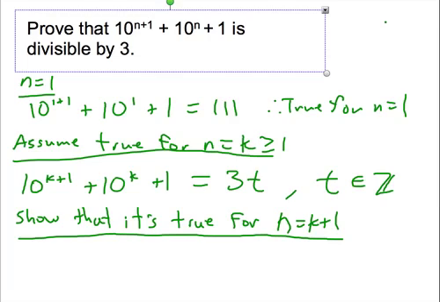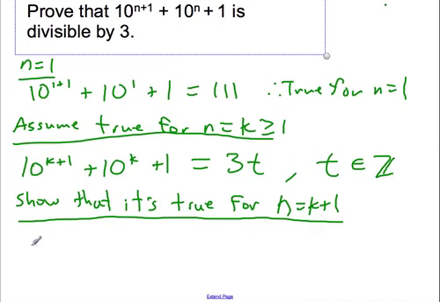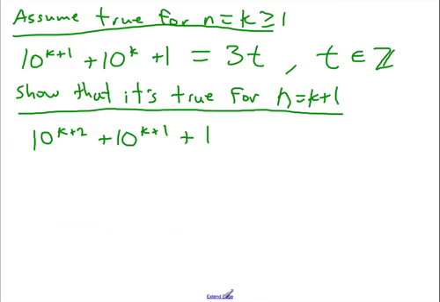Okay, so we're going to use k plus 1 this time. We're going to have 10 to the power of k plus 1, which is k plus 2, plus 10 to the power of k plus 1, plus 1. So we're going to show that that's divisible by 3, and we want to make it kind of look like this up here.